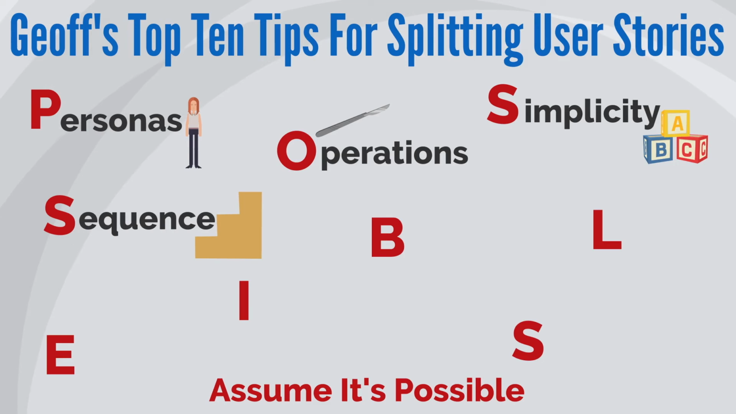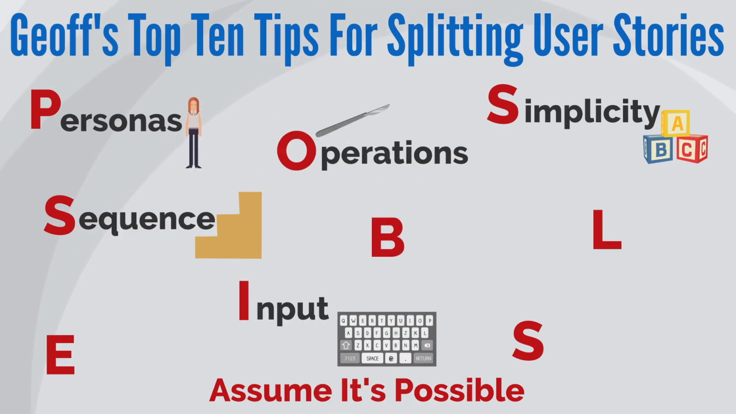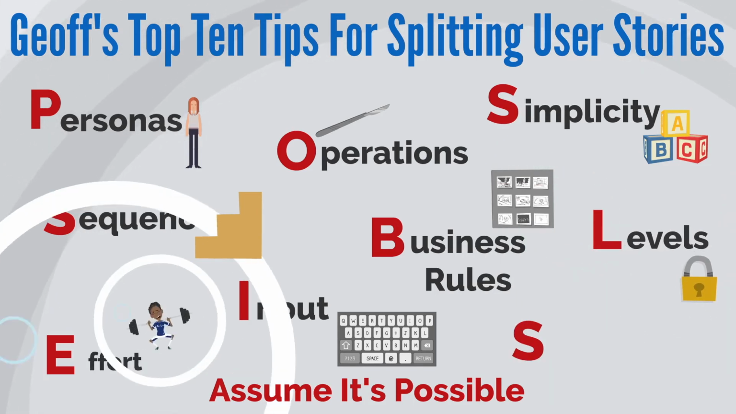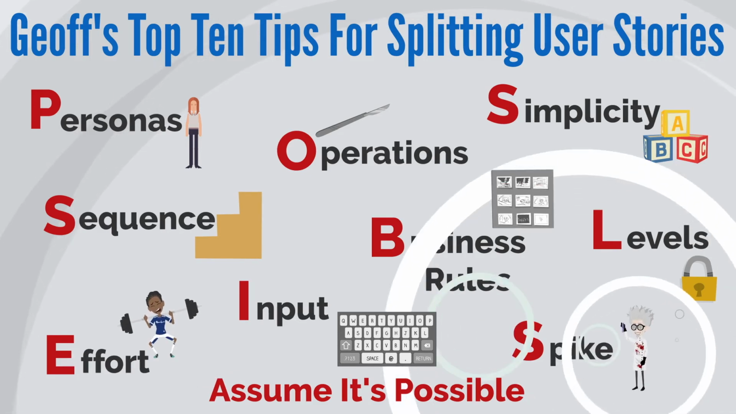Then we can start thinking about the inputs and the ways that we gather information and input from our users. Then which business rules our functionality can satisfy, and focusing on the highest priority or the smallest to do. Then we can start looking at the levels of non-functionality that we're applying to our user stories before looking at effort involved and possibly spiking things out. Well, that's my top 10 tips for splitting user stories.